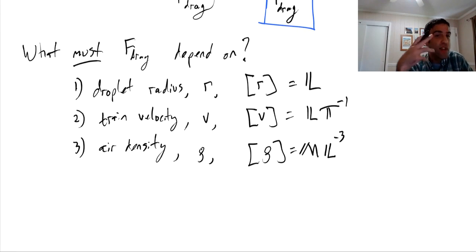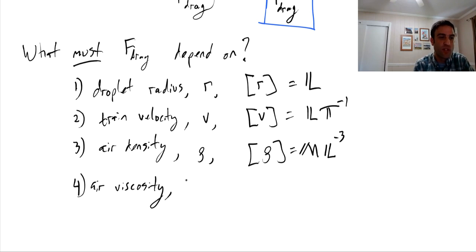And then if you think hard about it, there's actually one more thing that this force probably depends on, and that's the viscosity of the air. So air viscosity, which I'll represent with this symbol, the Greek letter eta. And if we think about objects being dragged through a fluid, this makes sense, right? Imagine dragging something through water, which has a relatively low viscosity, versus dragging something through honey or maple syrup, which has a higher viscosity, or through peanut butter, which has a really high viscosity.